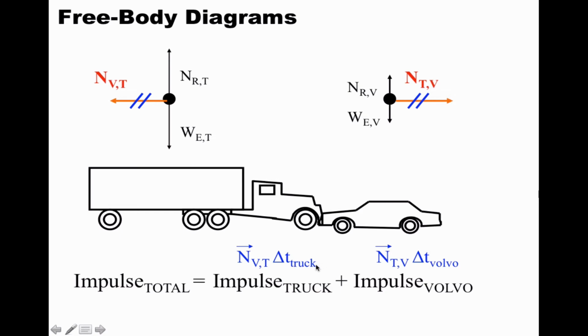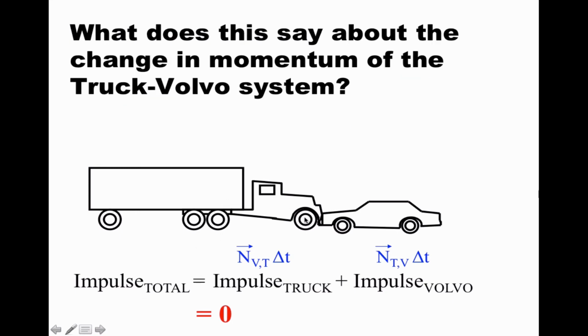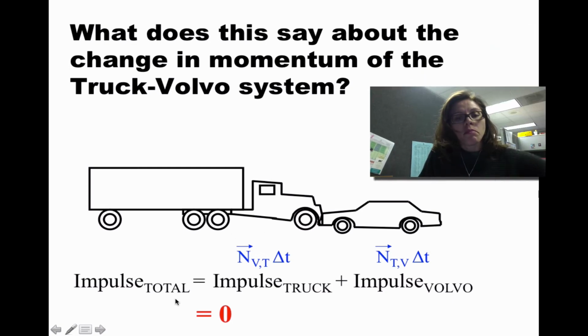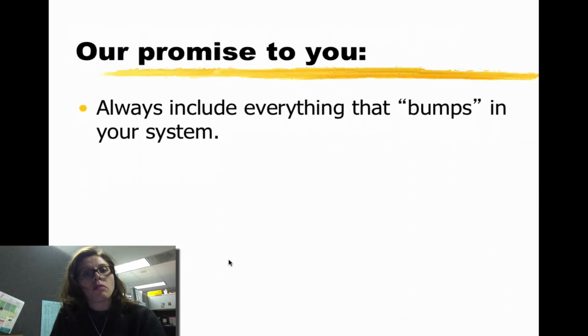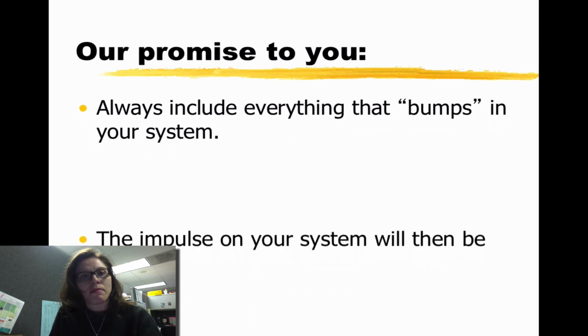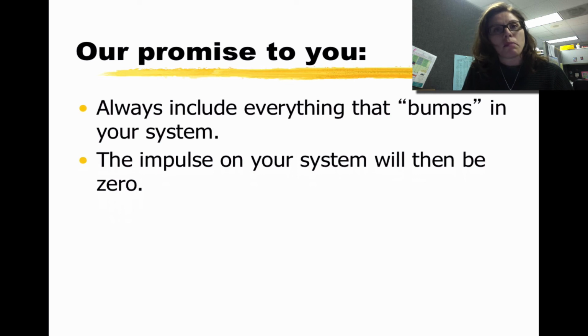So the change in time for the truck and the change in time for the Volvo is the same because they're hitting each other. And since the magnitudes are the same but the directions are opposite, one positive and one negative, the total impulse of the truck-Volvo system is 0. What does this say about the change in momentum of the system? Well, if impulse is the change in momentum, that means the change in momentum is 0. So my promise to you: if you always include everything that bumps in your system, the impulse of your system will then be 0.